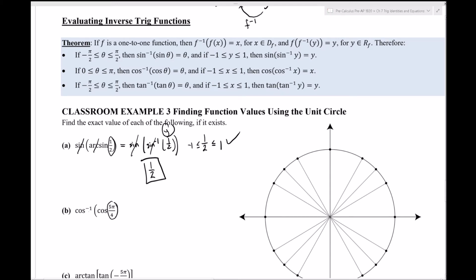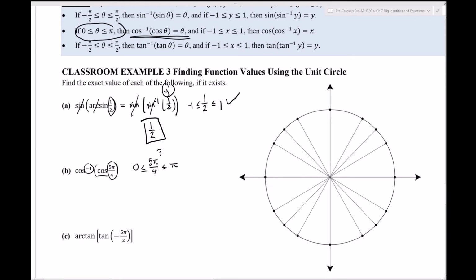Because it's the order of inverse then no inverse, we're talking about this one right here, and this rule must apply. Theta must be between 0 and pi. So is 5 pi over 4 between 0 and pi? That's the question. So how would I graph 5 pi over 4? That's probably where I need the circle to help me out a little bit. So pi over 4 is where? That's this thing right here.